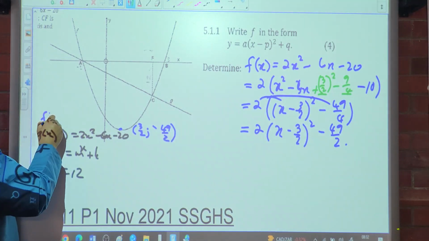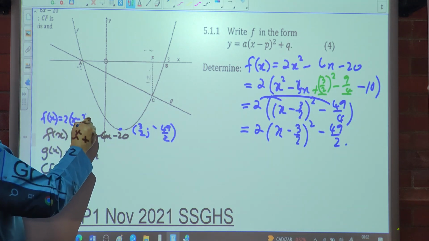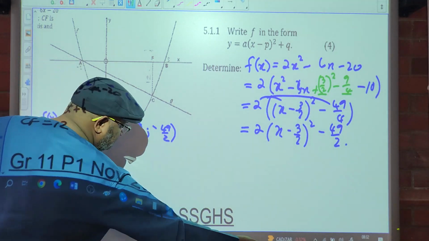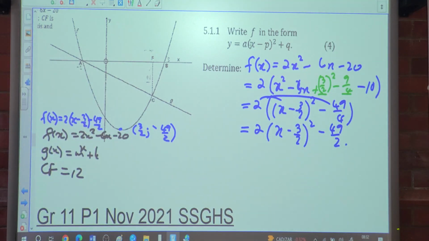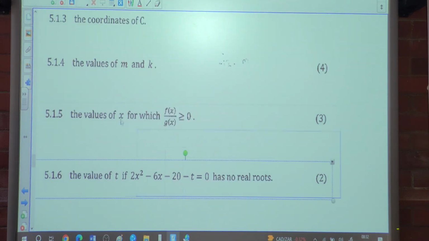I'm just going to write this in here. So f of x is equal to 2 into x minus 3 over 2 squared minus 49 over 2, just in case I need that later on. As you can see, I need the space here, so I want to keep the diagram in focus.